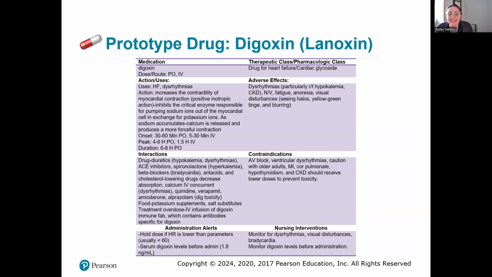So hold the dose if the heart rate is less than 60. And this is not a radial pulse. This is an apical pulse. Okay, apical pulse or EKG monitor only, so I can see it. If it is less than 60, hold it. And if the digoxin level is above 1.8, don't give it. Okay, you have to check before you give it. And if it's too high, you can't. Now, there might be another number you see. Today we're going to be using this. Okay. So monitor for dysrhythmias, monitor for visual disturbances, monitor for bradycardia. Check the medication level before you do it.